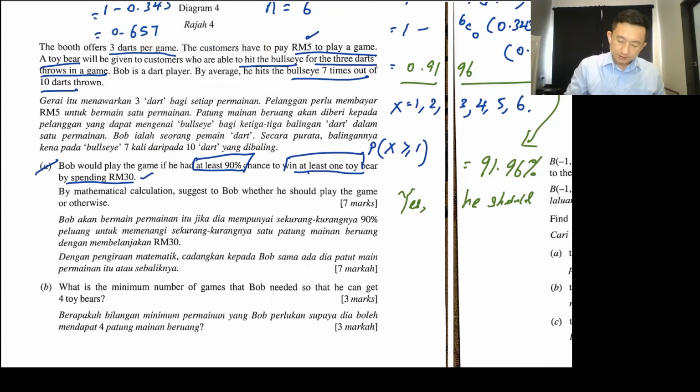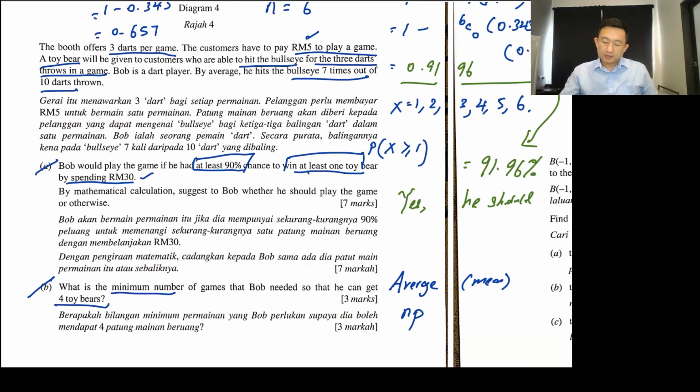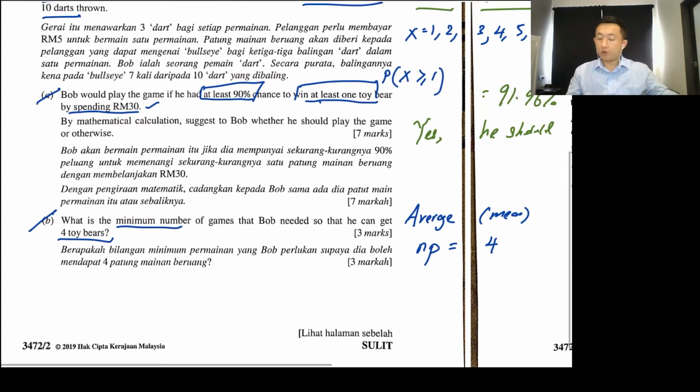Okay, we look at B. What is the minimum number of games that Pop needed that he can get 4 toy bear? Okay, so to get 4 toy bear, minimum number, I will associate it with NP, min. Because you want to know the minimum number, I can look for the average number to get 4 toy bear. Average means min. So min, we have NP, right? NP to get 4 toy bear.